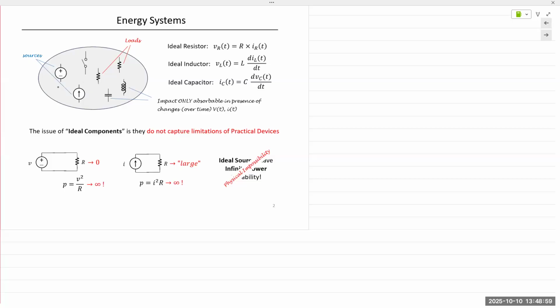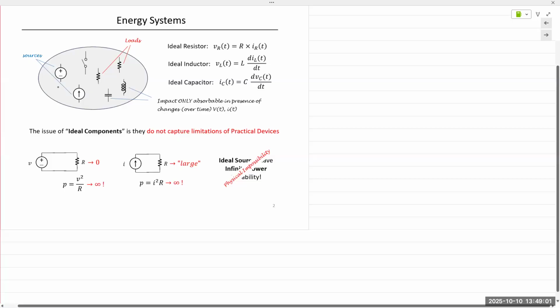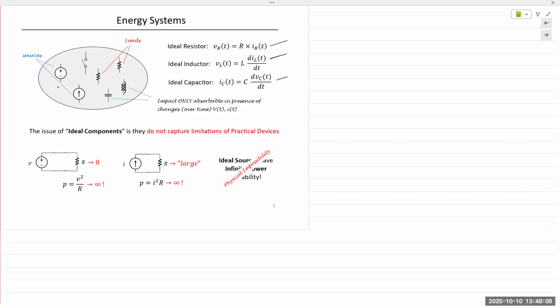Ideal resistor is related by Ohm's law, V equals IR. For inductor voltage, V is equal to L di over dt. Capacitor current is C dV over dt. Capacitors and inductors are energy storage devices. So they receive energy, they store it, and they release it back into the circuit at a later point in time.